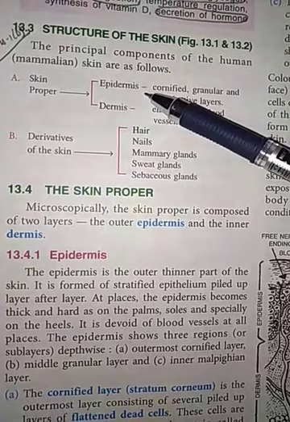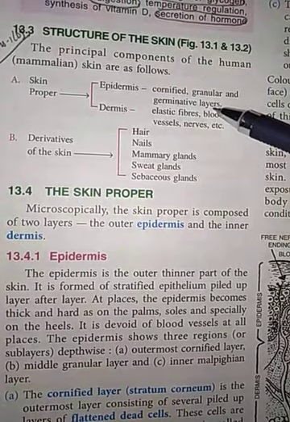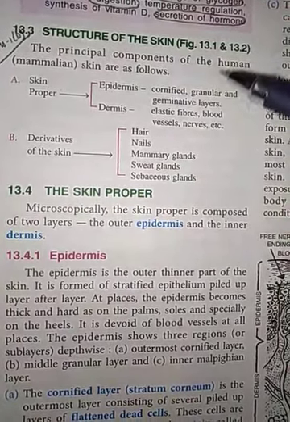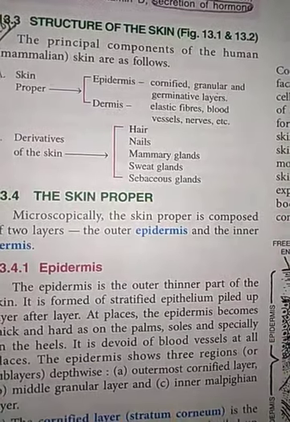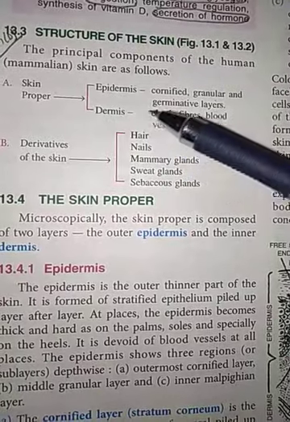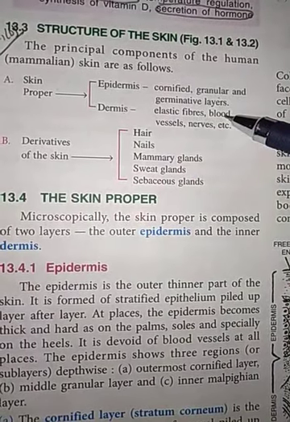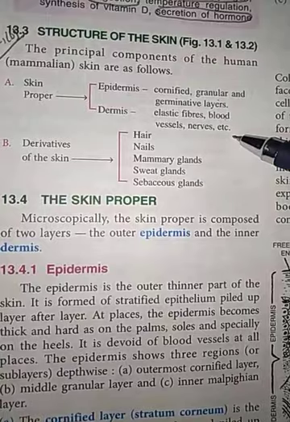Now again epidermis is divided into three layers. First one is called cornified layer, second one is called granular layer, and third one is called germinative layer. And dermis part of the skin has elastic fibers, blood vessels, nerves, etc.